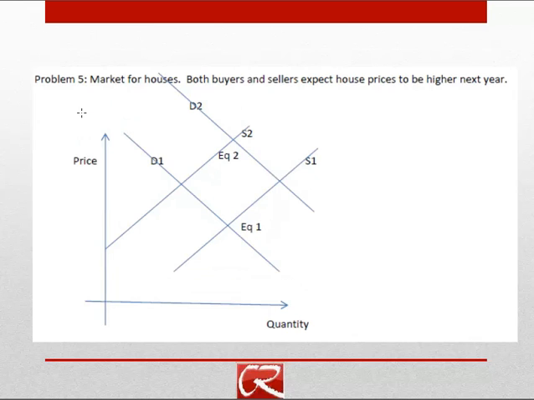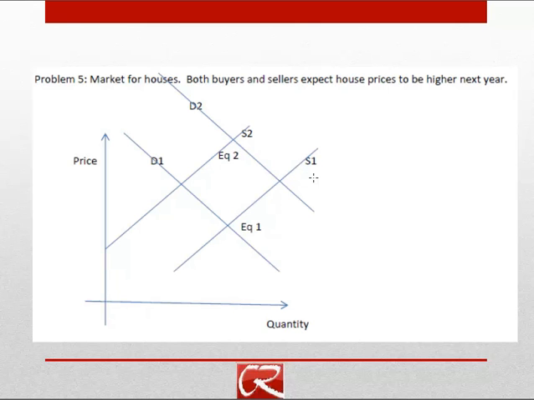Market problem number 5 considered the market for houses. And in this case, I've said that both buyers and sellers expect house prices to be higher next year. So the idea here would be that if buyers, the demanders of houses, expect prices to be higher next year, they want to buy now to avoid paying those higher prices. So current demand for houses increases as buyers try to beat the clock.